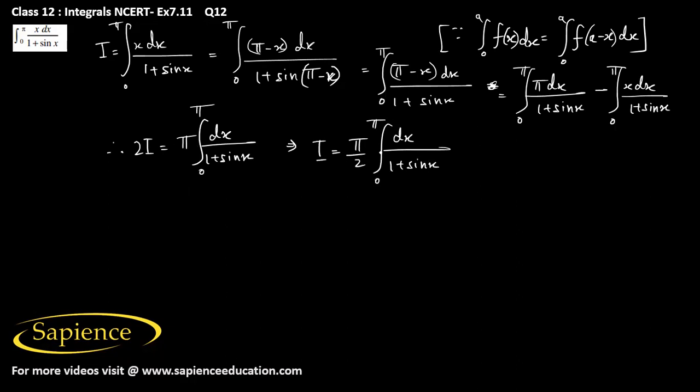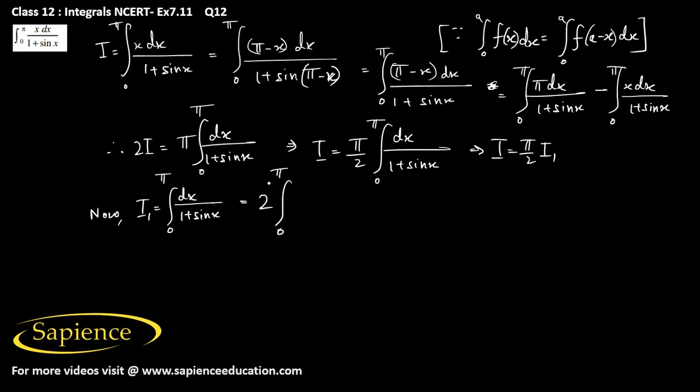Let's call this integral I1, suppose. Then we can say that I will be equal to pi by 2 times I1. So now the integral I1 is equal to the integral from 0 to pi of dx by 1 plus sine x. That can be written as 2 into the integral from 0 to pi by 2 of dx by 1 plus sine x.